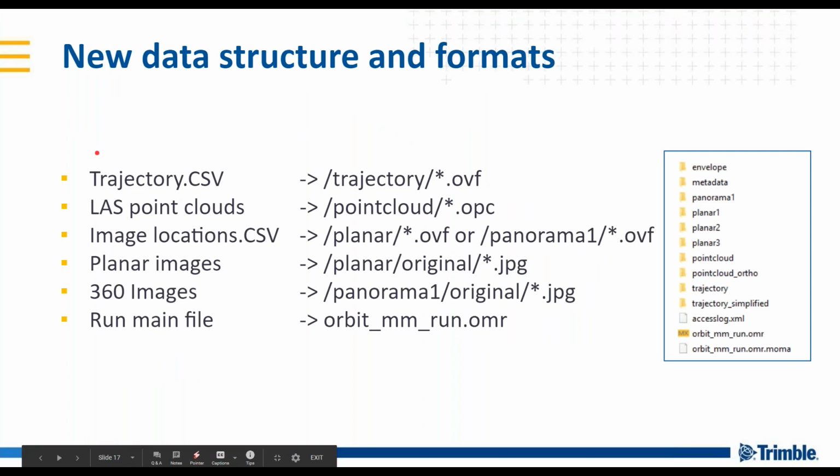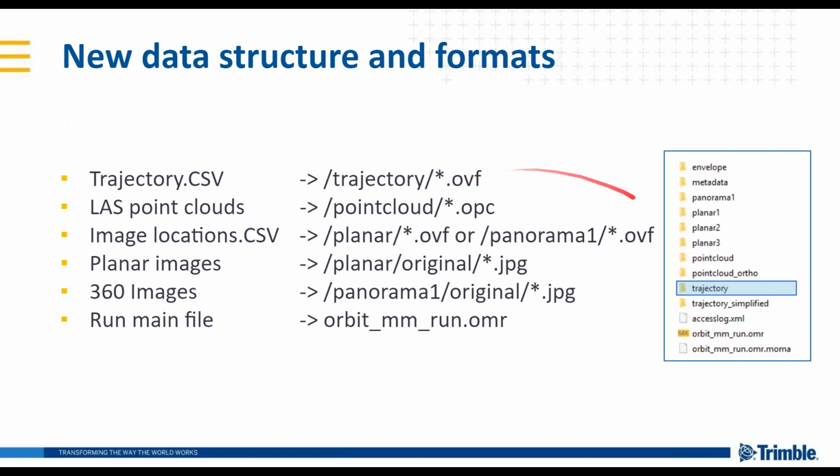Now let's have a look at what we have done so far. We have taken our trajectory CSV file and converted it into an OVF during the data import, and it's saved inside the trajectory folder. We have also converted our LAS point clouds into a format called OPC, which is specific to TMX, and it's saved inside the point cloud folder. We did the same for all of our image CSV files, which are saved inside the corresponding subfolders. In addition, we have some important information saved inside the OMR file, which my colleague Miguel will be talking about later, so keep tuned for that.